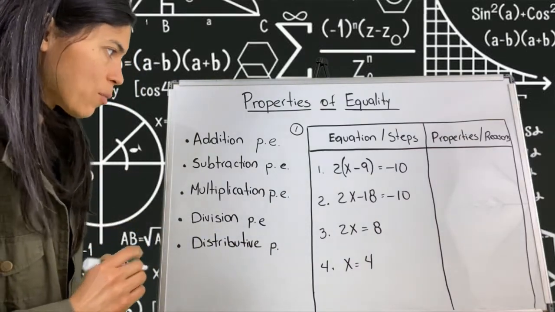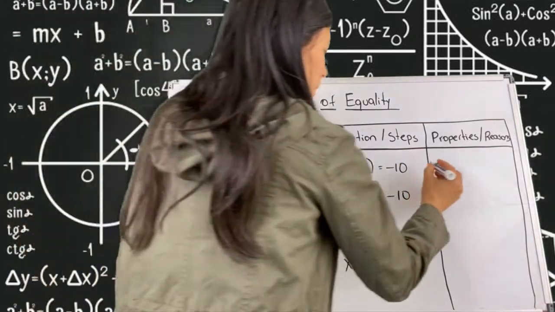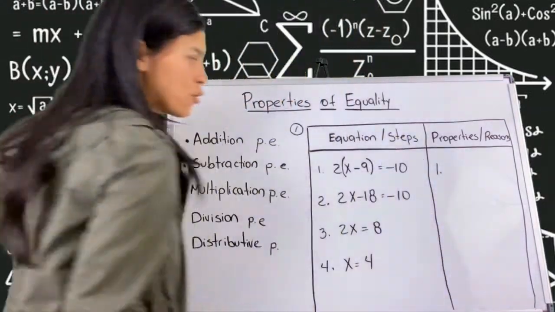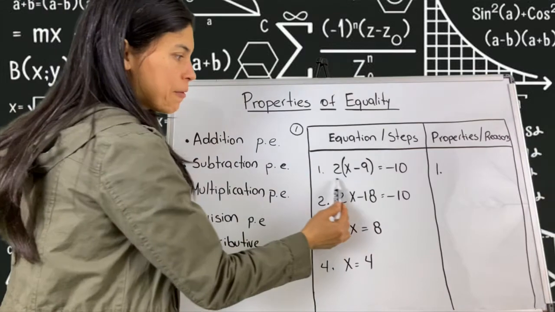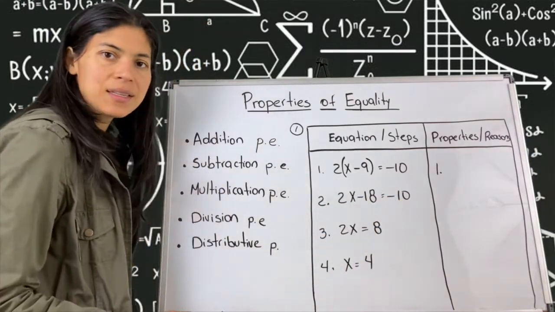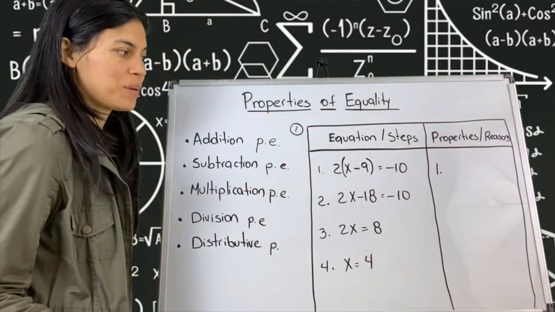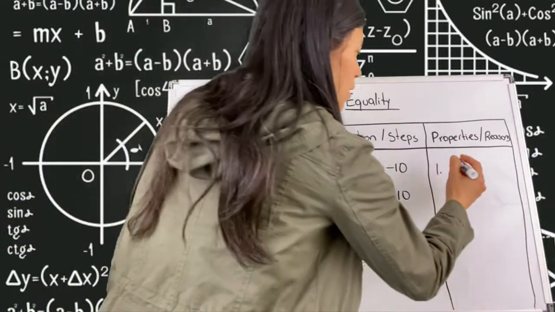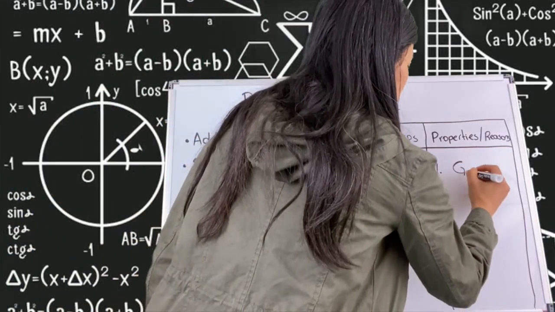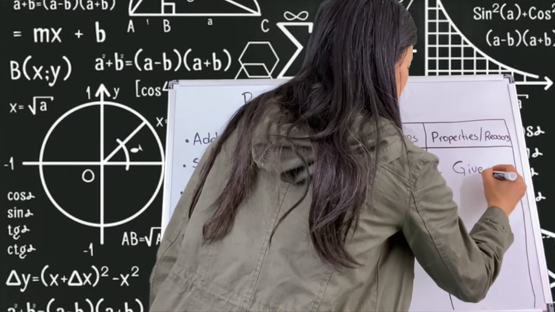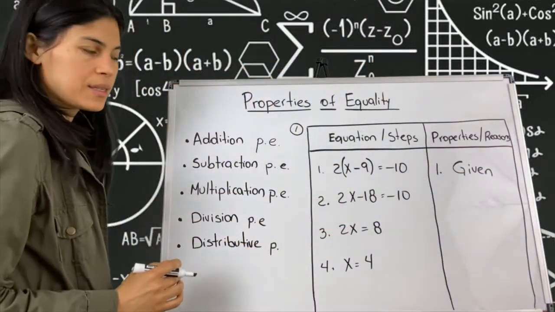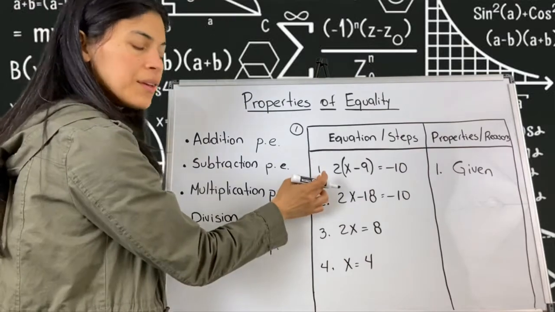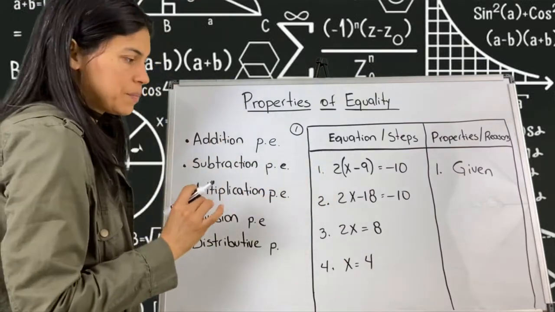For problem number 1, and for all the problems that you have in your worksheet, the first equation that is given hasn't used any property. It's just given to you. It's written. So you can write in all of the problems the word given. We haven't done any work with it yet. So the given is the step number 1 in all of them.